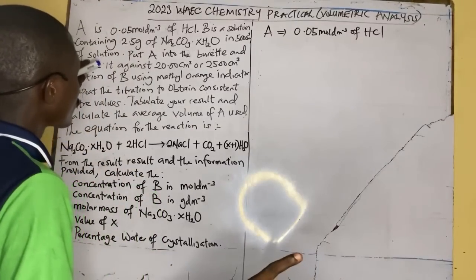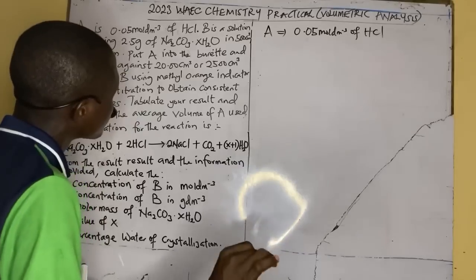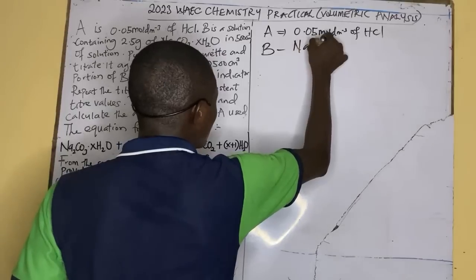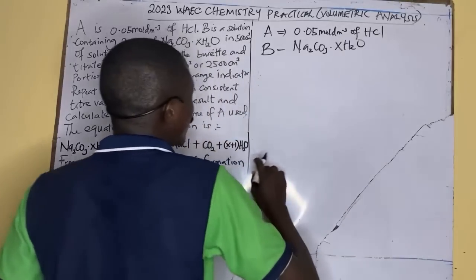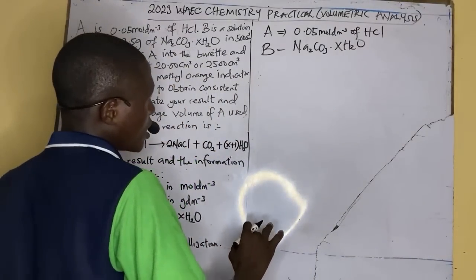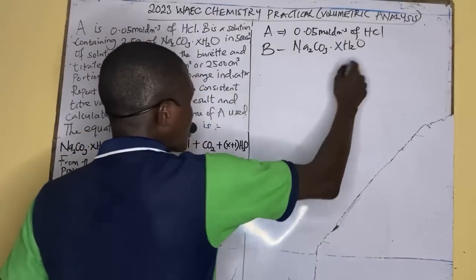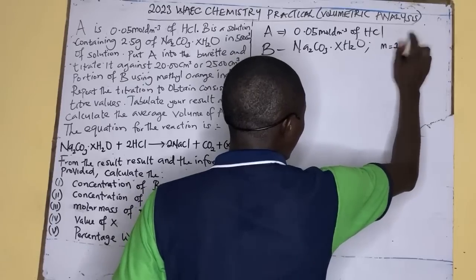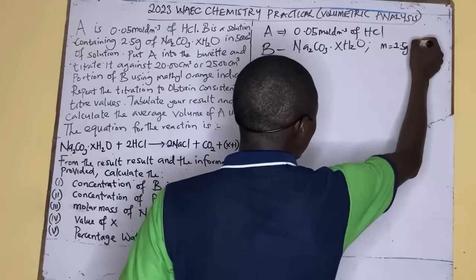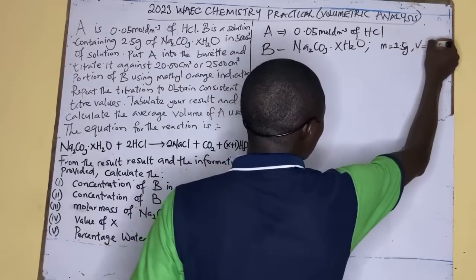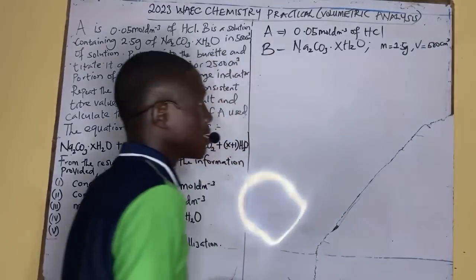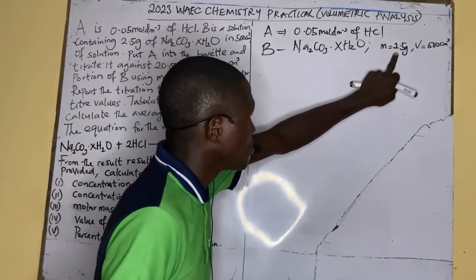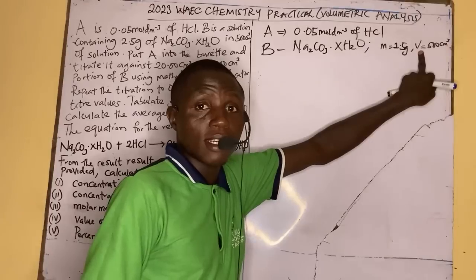So now we have 2.5 gram of sodium trioxocarbonate(IV) X-hydrate. So we have B to be Na2CO3.xH2O. Now, it's not just Na2CO3.xH2O, but we have a mass of 2.5 grams, which was dissolved in a volume of solution V. Look at it, the volume of solution V equals 500 centimeter cube. I'm just writing out what the parameters are, very essential here. We are looking at Na2CO3.xH2O. The mass which was dissolved is 2.5 gram in a volume of 500 centimeter cube of water.